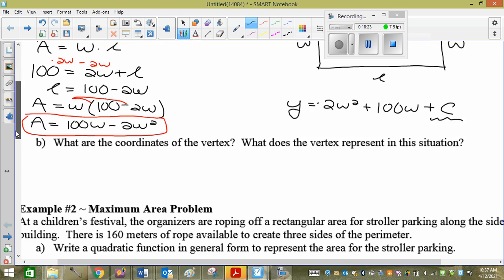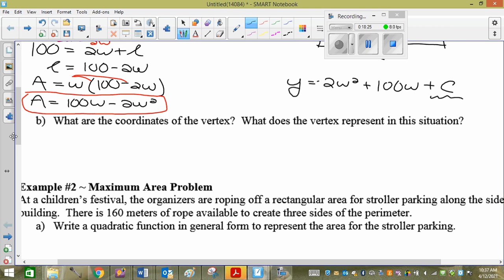But now what we want to do is they say, what are the coordinates of the vertex, and what does this vertex represent? So how are we going to get the vertex from this equation? Yes, exactly. So what would be my first step here? What I'm going to do is just rewrite out the same equation. And actually, I'm going to do what we did off to the right there and just reorder, because that's going to be our best step here. So we're going to say that the area is equal to negative 2W squared plus 100W.